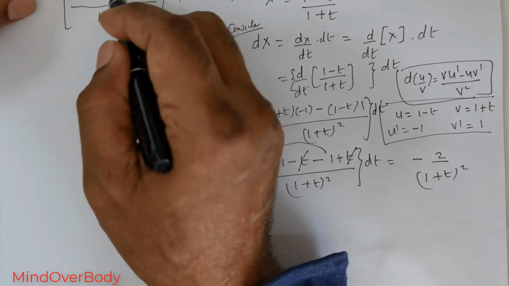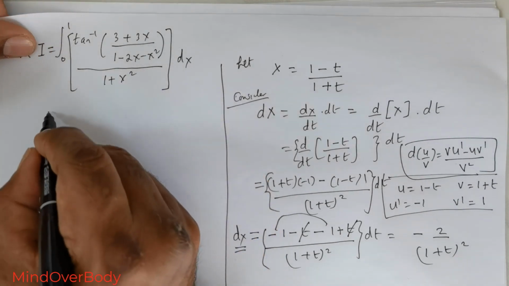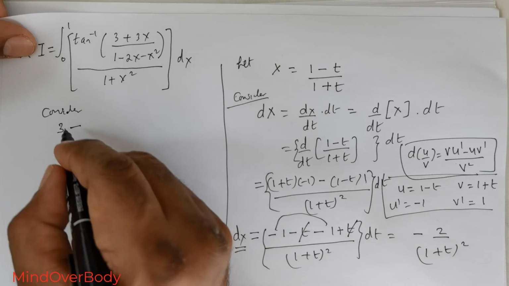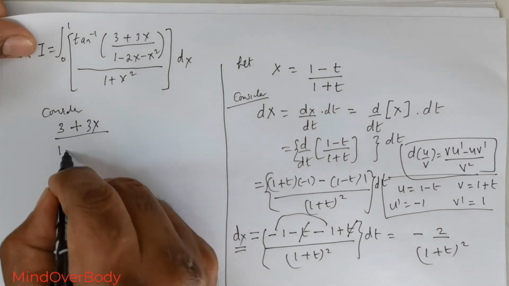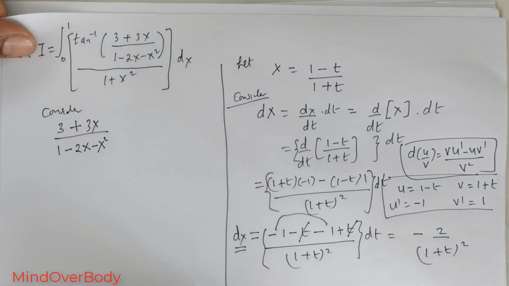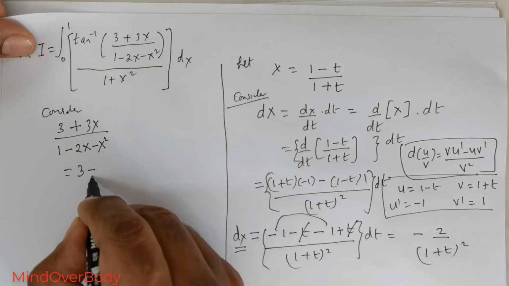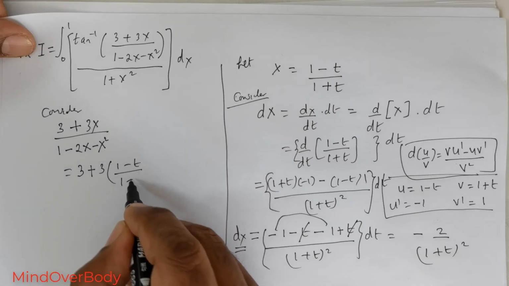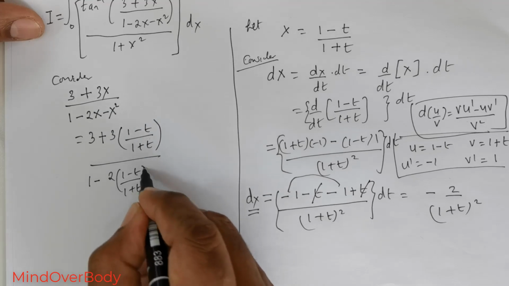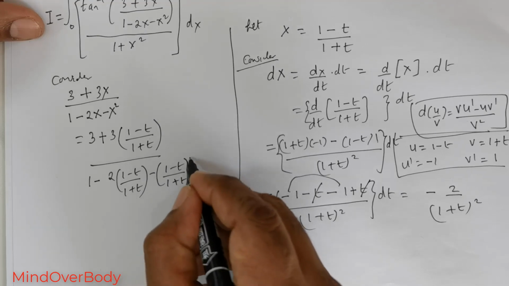So I have got the equivalent expression for dx, and I made the substitution for x. Now I need to substitute the values for x and simplify this quantity. So let me consider 3 + 3x divided by 1 − 2x − x². Placing all the values for x, this is going to be 3 + 3 times (1 − t) divided by (1 + t), that is divided by 1 − 2 times (1 − t) divided by (1 + t), minus ((1 − t) divided by (1 + t)) raised to the power of 2.